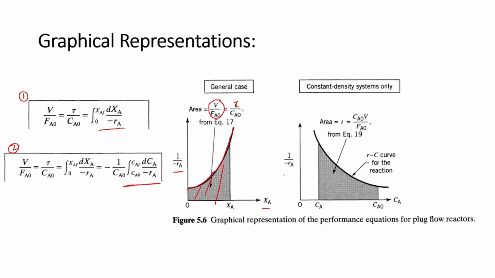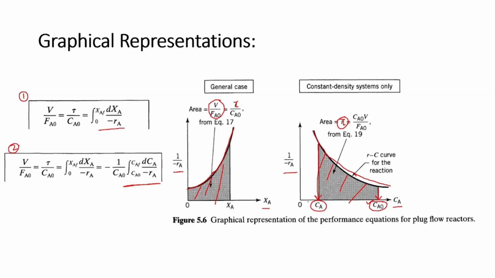And for constant density systems, similarly, if you plot minus 1 by Ra on the y-axis and Ca on the x-axis, you will get this type of curve. Because you are performing integration here, the area under this curve should give you the residence time tau, which is Ca naught into V by Fa naught. And obviously, the corresponding x-axis is Ca, and this x coordinate should be the Ca naught, because initially the concentration of A should be higher.